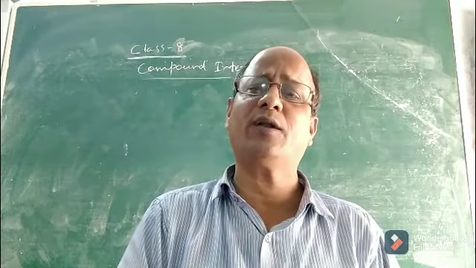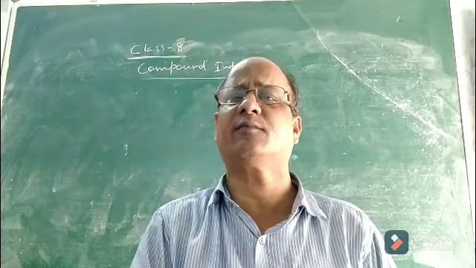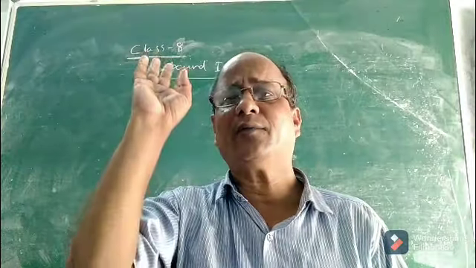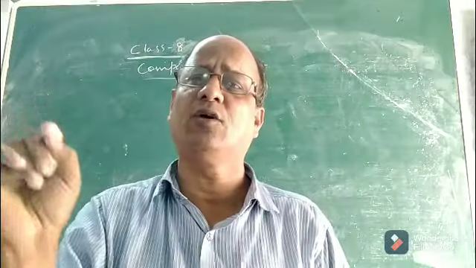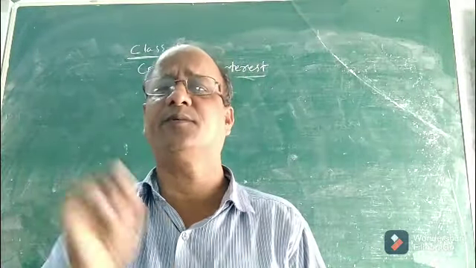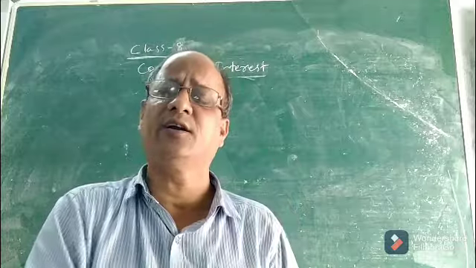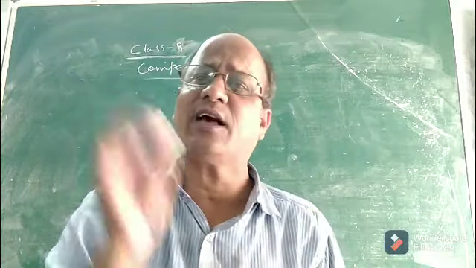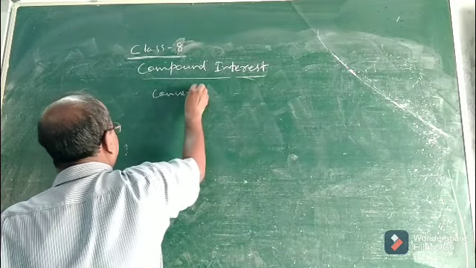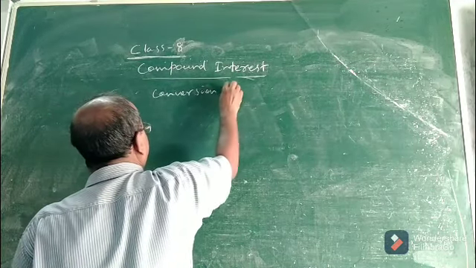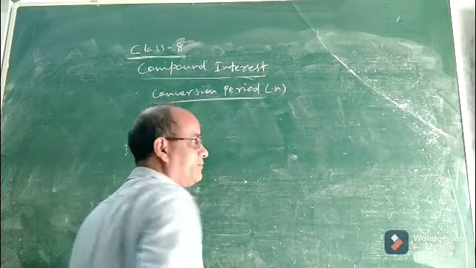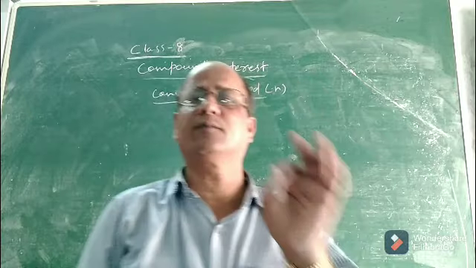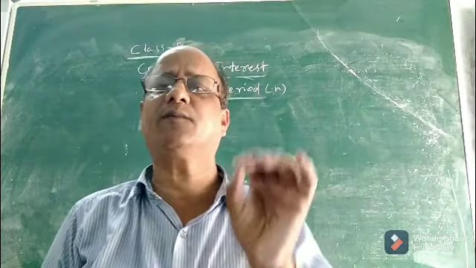Before we discuss the formula for compound interest, we have to discuss some terms connected with compound interest. Whatever terms are connected with simple interest, P, R, T: P for principal, R for rate of interest, T for time taken. These are the things which I have already discussed in the previous class. Here is another term known as conversion period. See children, what is the meaning of conversion period? We should understand what it is, which is usually denoted by the symbol N. N stands for conversion period.